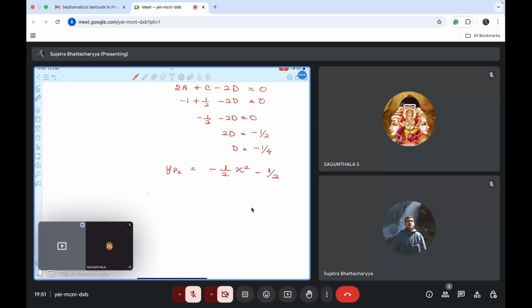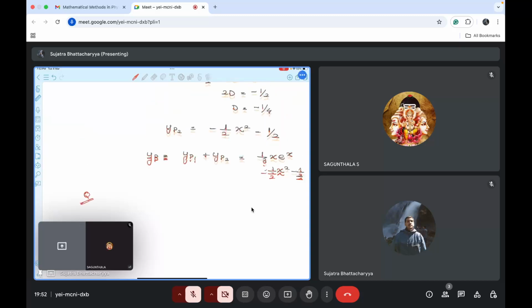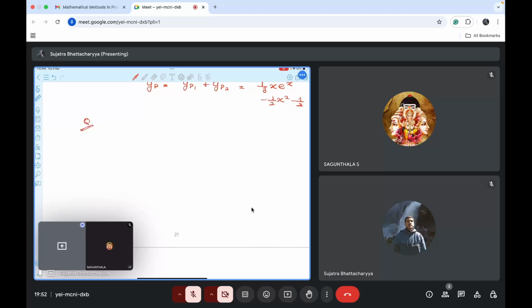Fine. So final solution will be y of p1 plus y of p2, which is nothing but 1/3 x to the power x minus half x square minus half. This should be the proper answer. In some way, I don't know whether I have made the mistake. I have to see that. Okay, let's do the last question and finish it. I will try to see this one, and in the next class, maybe I can return here.